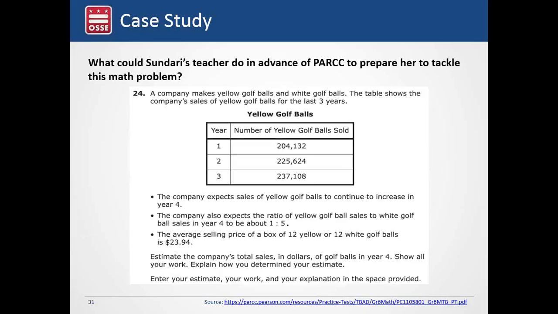All right, and then some basic strategies, for example, understanding how to decode word problems, right? That would take some joint planning, I think, between a reading and math specialist. So this is another good idea that didn't come up earlier in the webinar, but teaching students how to draw out or illustrate what the problem is describing. Like the box of 12 yellow or 12 white golf balls in the third bullet.